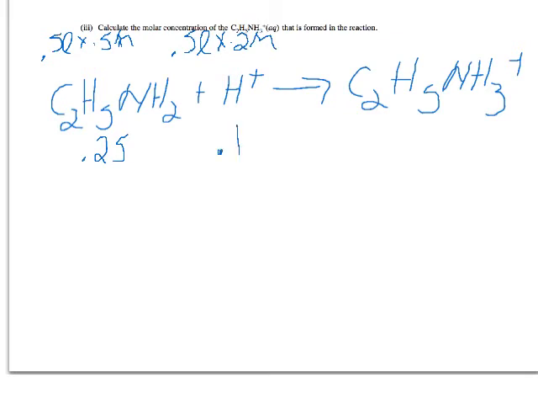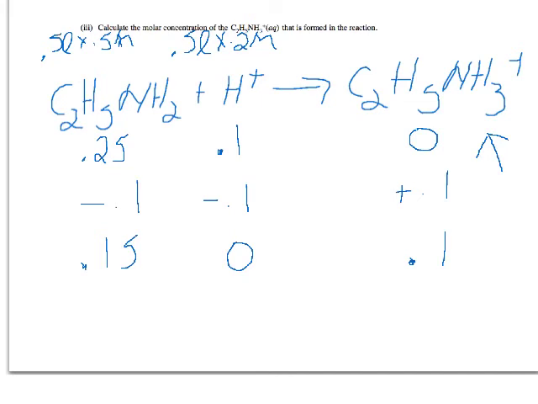Alright, so you can start with 0. This one's going to go down by 0.1. This one's going to go down by 0.1. This one's going to go up by 0.1. So after the reaction takes place, this one will be 0.1, this one will be 0, and this one will be 0.15.